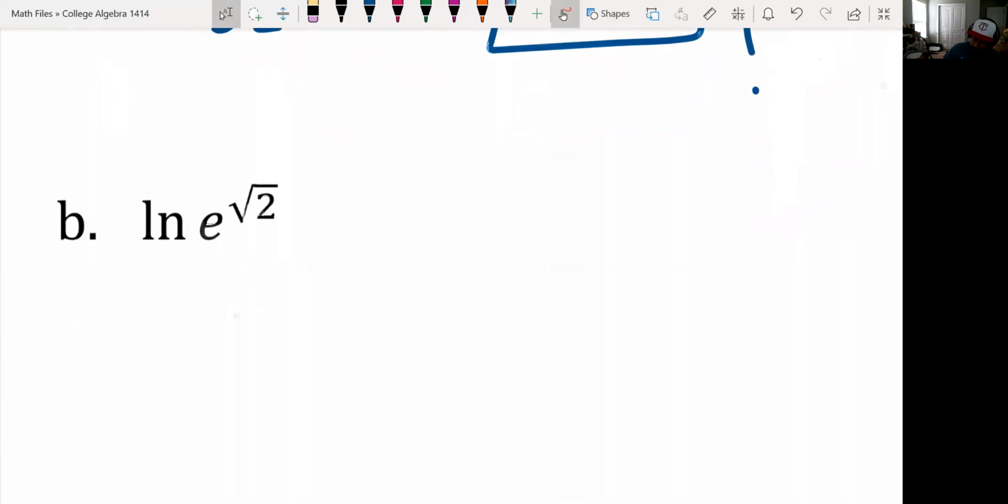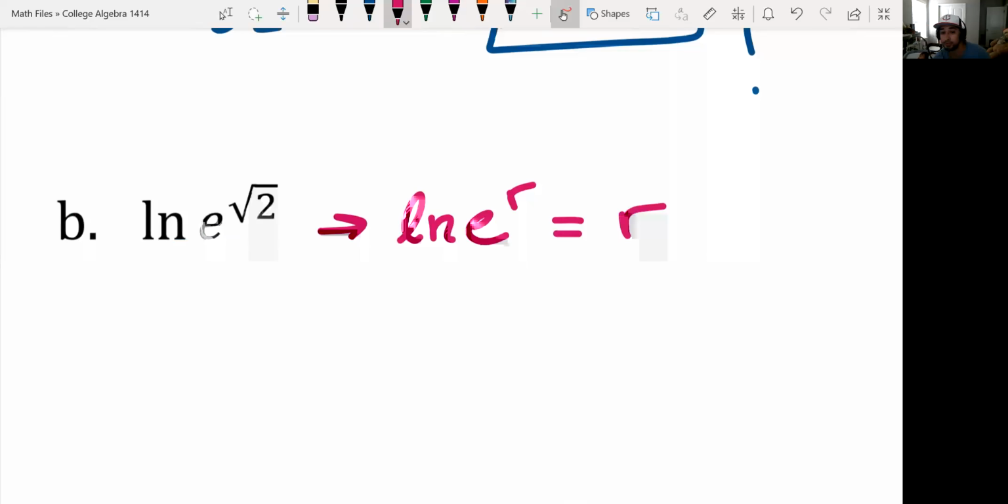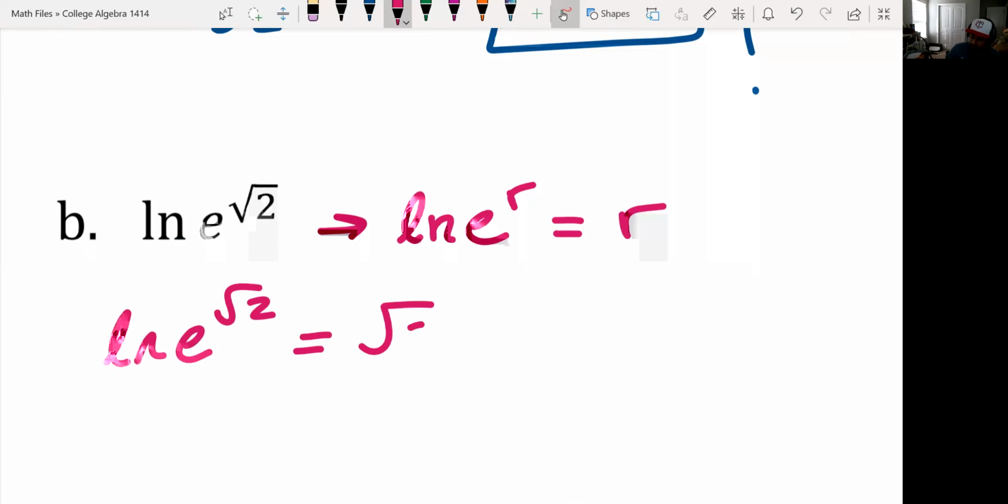Okay. Natural log of e raised to the square root of 2. This uses the property natural log of e to the r will equal r. It's the same property that we use above. So this means that the natural log of e to the square root of 2 is just going to be the square root of 2.